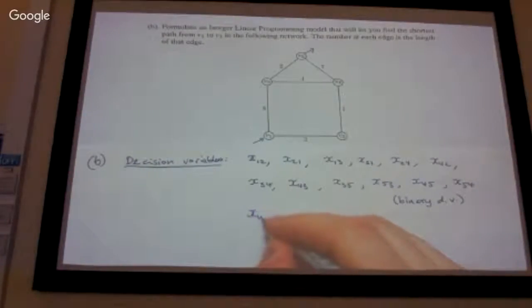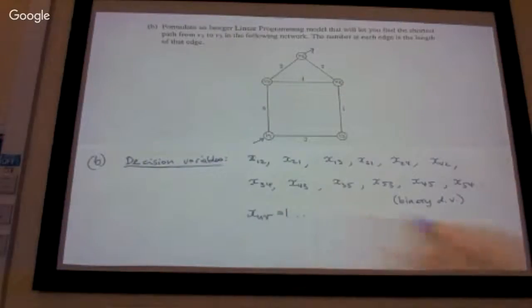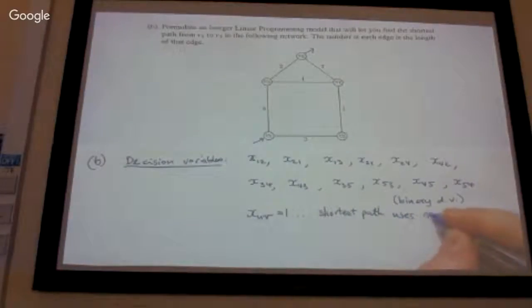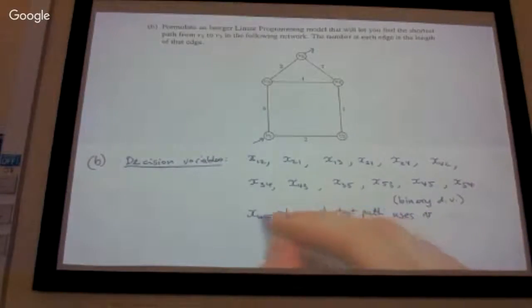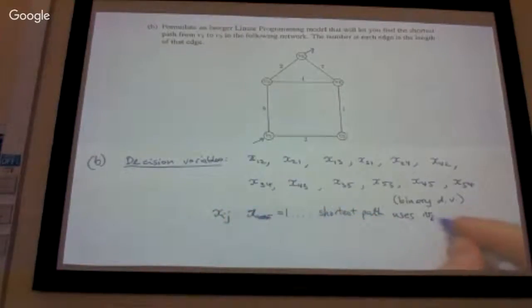And xij is 1 means that the shortest path uses that edge from Vi to Vj, and 0 otherwise.